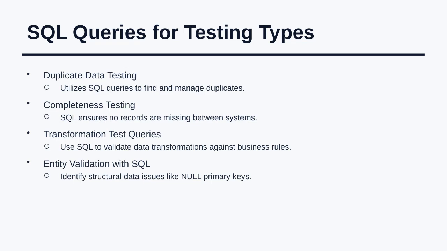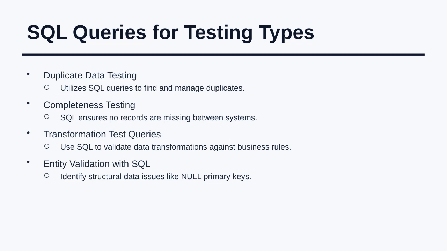When working with ETL processes, SQL queries are essential tools for testing different aspects of data quality and integrity. For duplicate data testing, SQL helps us locate and handle repeated records, which can cause inaccuracies in reporting or analysis. Completeness testing uses SQL to verify that all expected data has been successfully transferred between systems, ensuring no records are missing. When it comes to transformation testing, SQL allows us to check that data changes follow the defined business rules, confirming that the transformation logic is correctly applied.